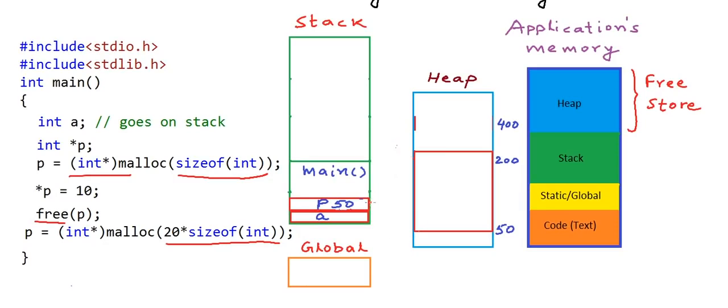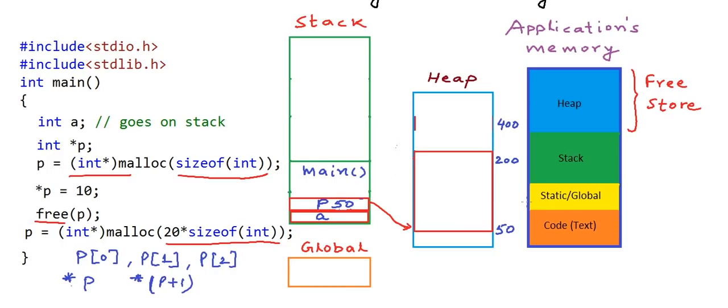This p will point here to the base address of this block, and then in our code we can use these 20 integers as p[0], p[1], p[2] and so on. As we know, p[0] is same as saying value at address p, and p[1] is same as saying value at address p plus 1. This is what it means.